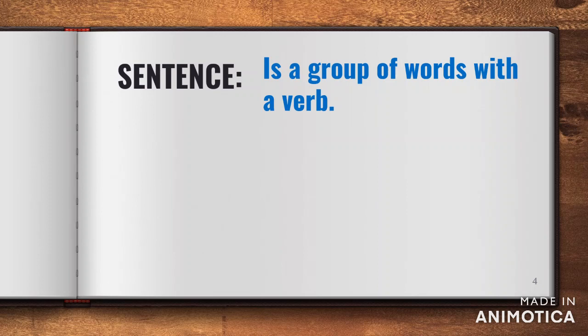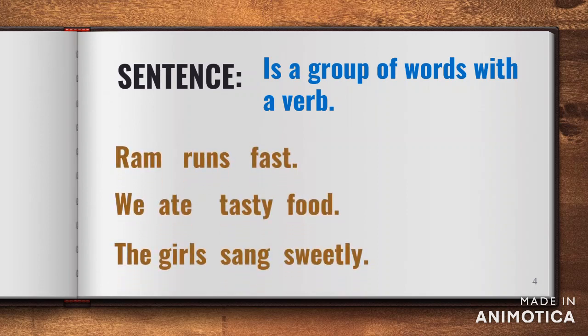Just look at the sentences in front of you. Let us try to identify the verbs in these sentences. Ram runs fast. Here the verb is runs. We ate tasty food. Ate. The girl sang sweetly. Sang. Now children, just look at the sentences very carefully. The verbs in these sentences give meaning to the group of words due to which we can call them a sentence. Suppose you remove the verbs, then these words will be meaningless.